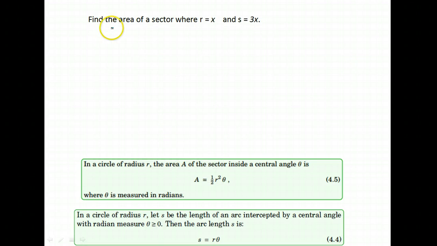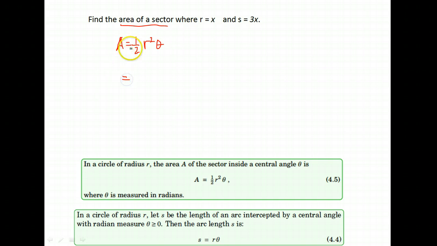This one has the same type of information, it's just written a little differently, and it says find the area of the sector. So again, we're going to need our formula for the area of a sector of a circle, which is right down here. Area is 1/2 r squared theta, where r is the radius and theta is the measure of the central angle in radians.